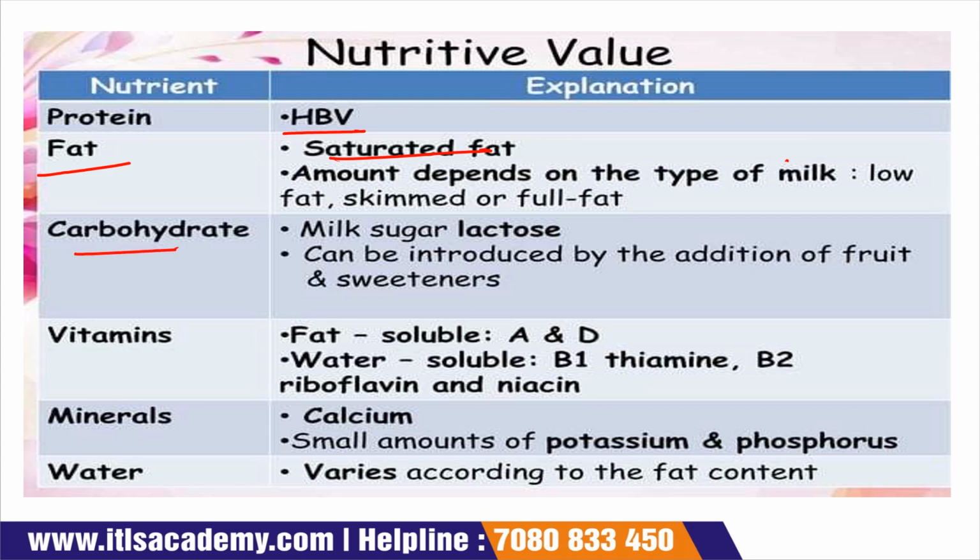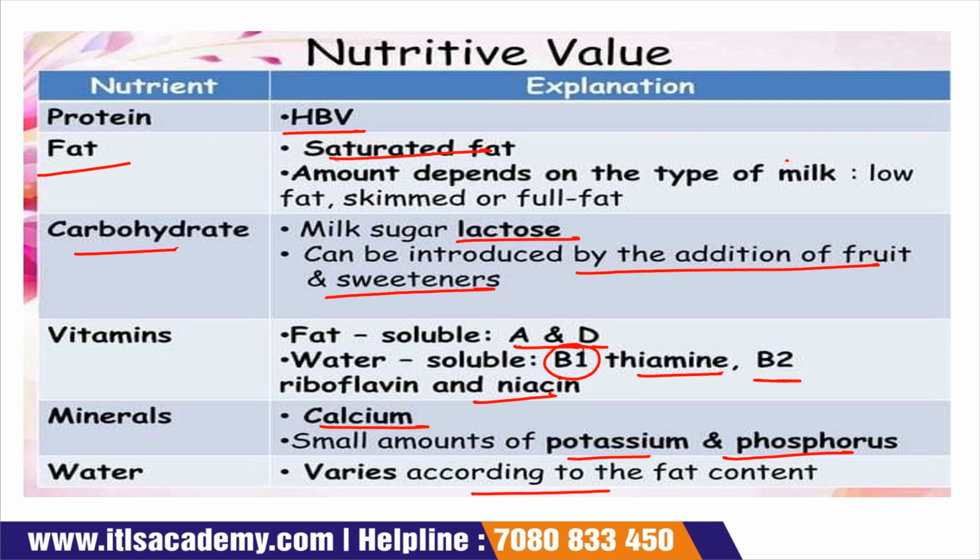Carbohydrate, it contains a sugar, lactose, and can be increased by the addition of fruit and sweeteners. Vitamins, it contains fat soluble vitamins, that is A and D, and water soluble vitamins, that is B1, thiamine, B2, riboflavin, and niacin. Minerals, it contains calcium. Yogurts are rich in calcium, and a very small amount of potassium and phosphorus is also present in yogurt. Water, it varies according to the fat content.